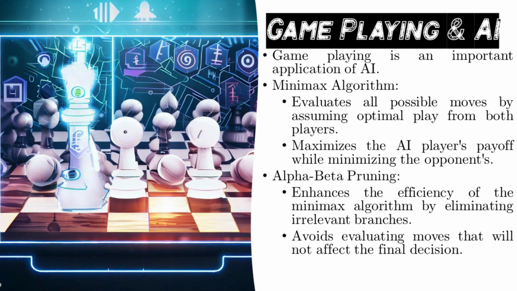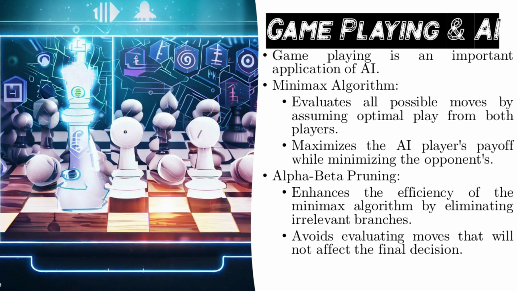Game playing and AI. Game playing is an exciting and practical application of artificial intelligence. To make intelligent decisions in games, AI algorithms employ various techniques. One such technique is the minimax algorithm, which evaluates all possible moves by assuming optimal play from both players. The AI player aims to maximize its payoff while minimizing the opponent's.